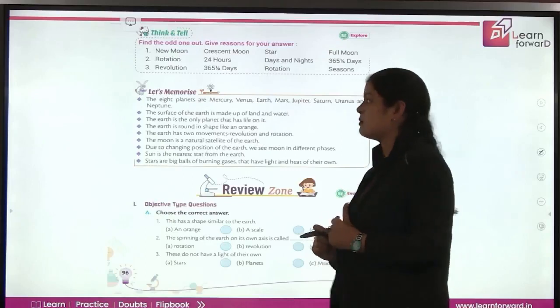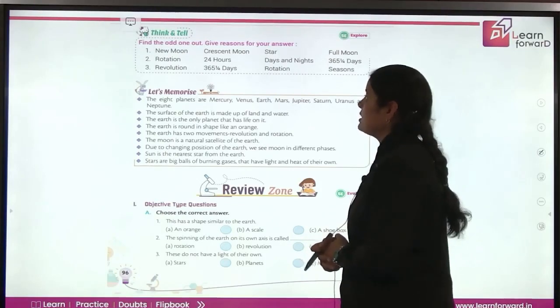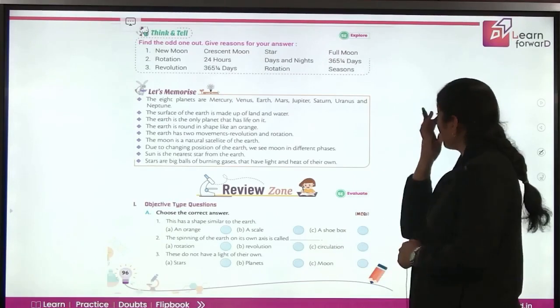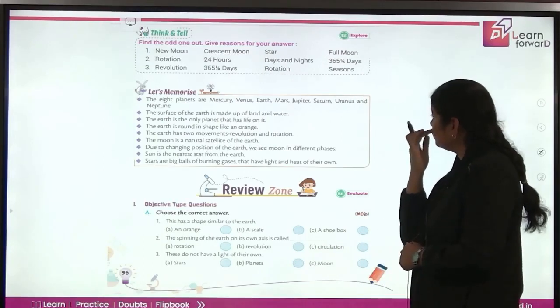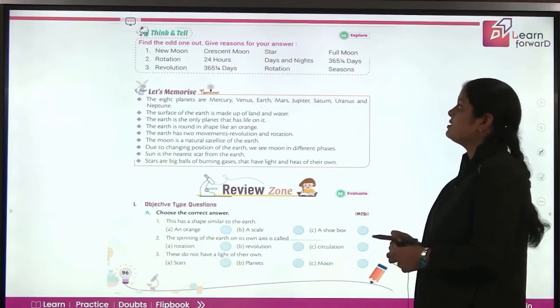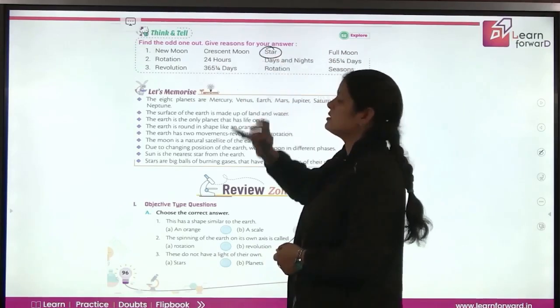Now let's come to the exercise. Find the odd one out. Give reason for your answer. You have to find out which one is odd here. New moon, where no moon is seen; crescent moon; full moon. These 3 are shapes of the moon. This one is a separate thing.